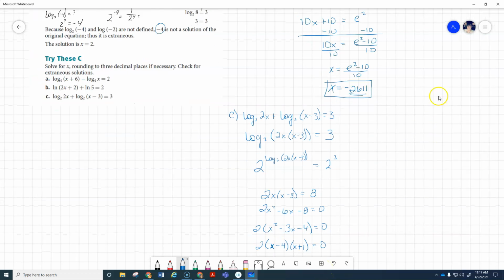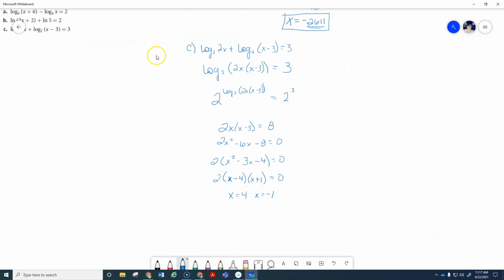I worked out C and combined. There's a plus sign, so that means multiply. Change it to an exponential problem by putting the base 2 down there. Distributed here, got this, subtracted 8 from both sides, factor out a GCF of 2. That made it easier to factor.